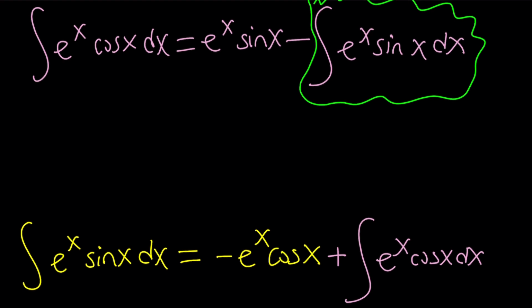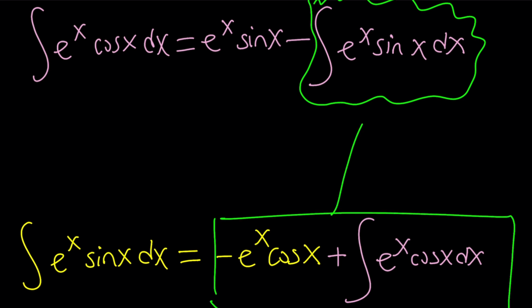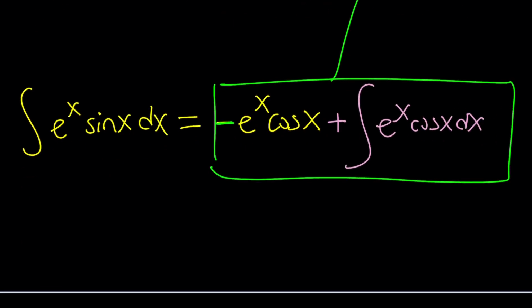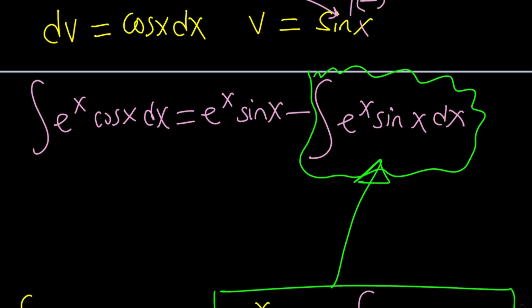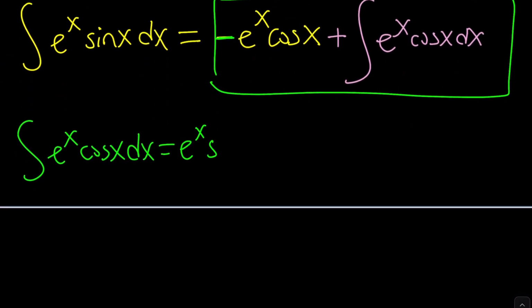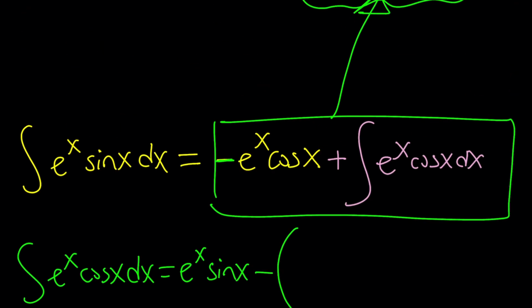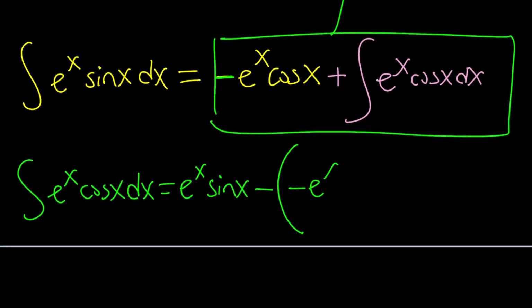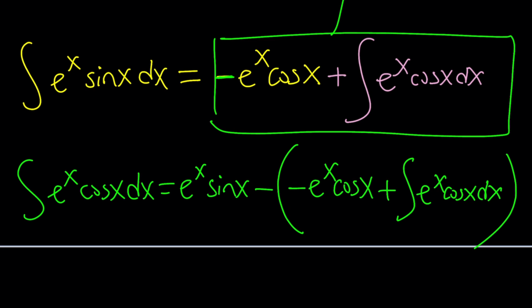So now this is e to the x sine x dx. So let's go ahead and substitute this here. Notice that there's a minus sign, so this is going to be another minus sign. So the integral of e to the x cosine x dx equals e to the x sine x minus this expression inside the box, minus e to the x cosine x plus integral of e to the x cosine x dx. Uh-oh. Houston, we have a solution.